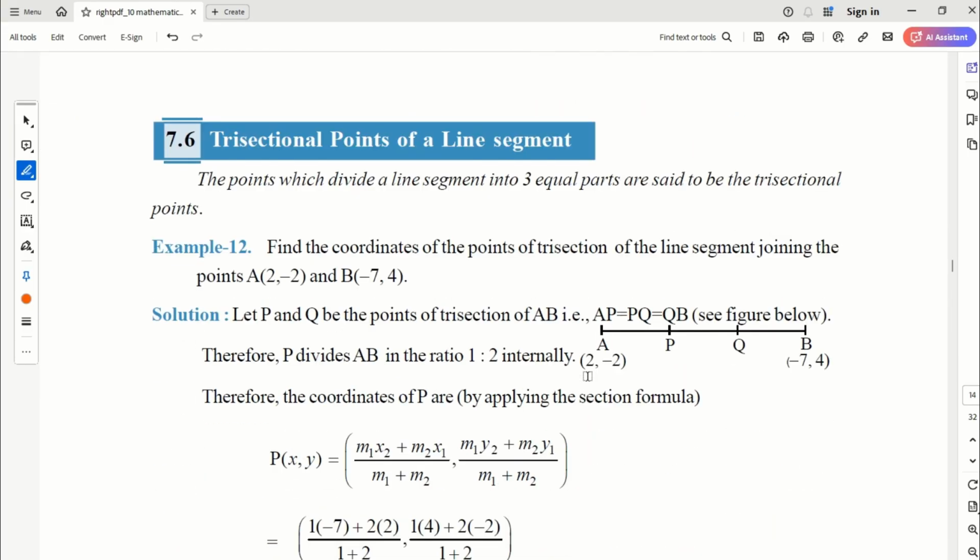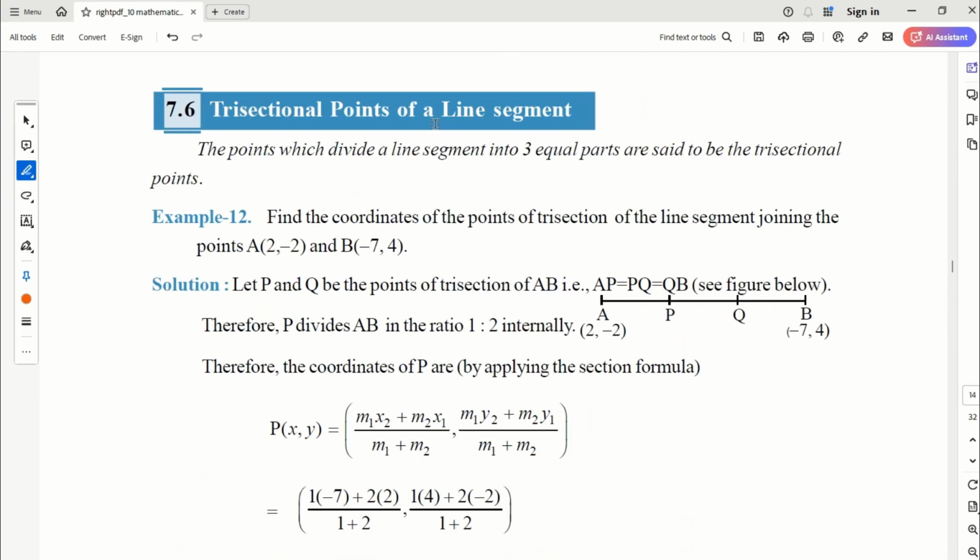Now let's go to the trisection points of a line segment. Previously we found the coordinates of only one point which divides the line in the given ratio m1 is to m2, or m is to n. Now we need to find 2 points which will divide the line in the given ratios. Most of the time in this topic, they will ask for equal segments.